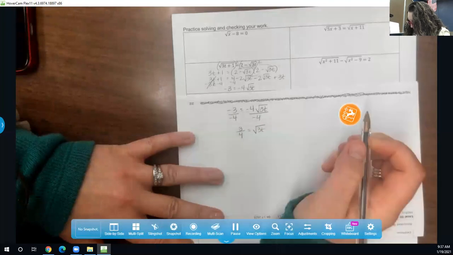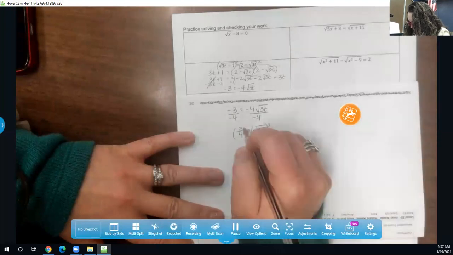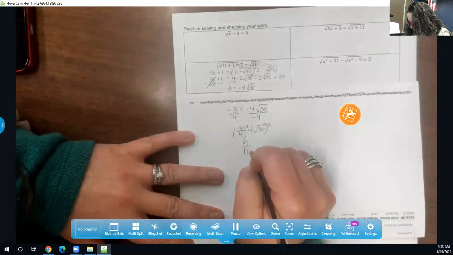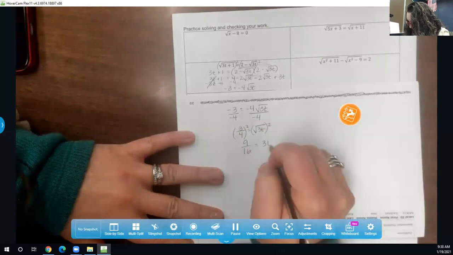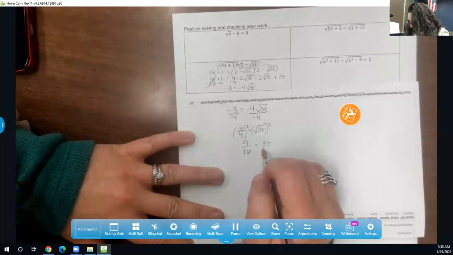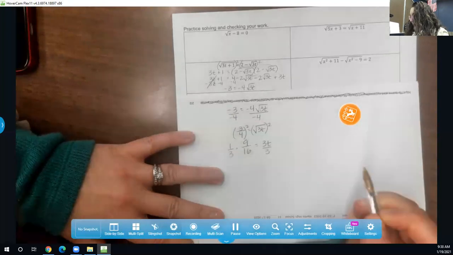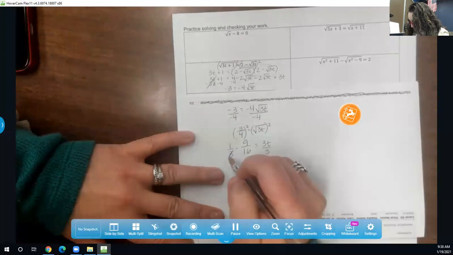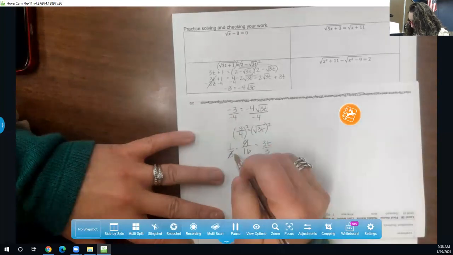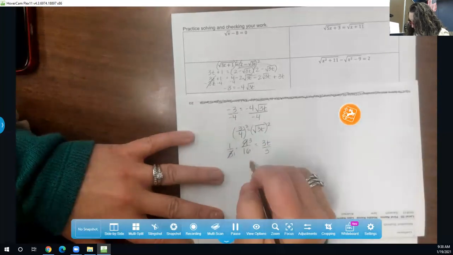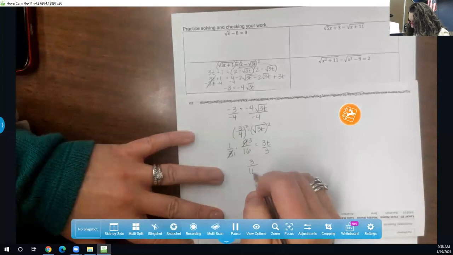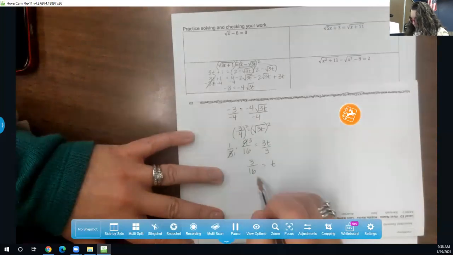Now we're going to eliminate the radical by squaring. So I have 9/16 equals 3t. Divide by 3. So when I divide by 3, we're really multiplying by a third, right? Don't forget that, multiplying by a third. Now we can cross cancel. 3/16 equals t. Oh man, that's rough.